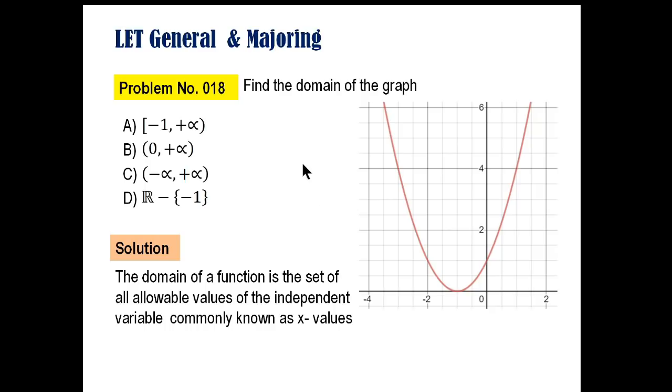First, what is a domain of a function? The domain of a function is the set of all allowable values of the independent variable, commonly known as x values. Now, in our illustration, this is a parabola opening upward. When you speak of domain, we're going to think of the allowable values for x. This is our x coordinate, okay, and this is y. We're in the graph of the parabola. This one extends infinitely, while this one extends infinitely.